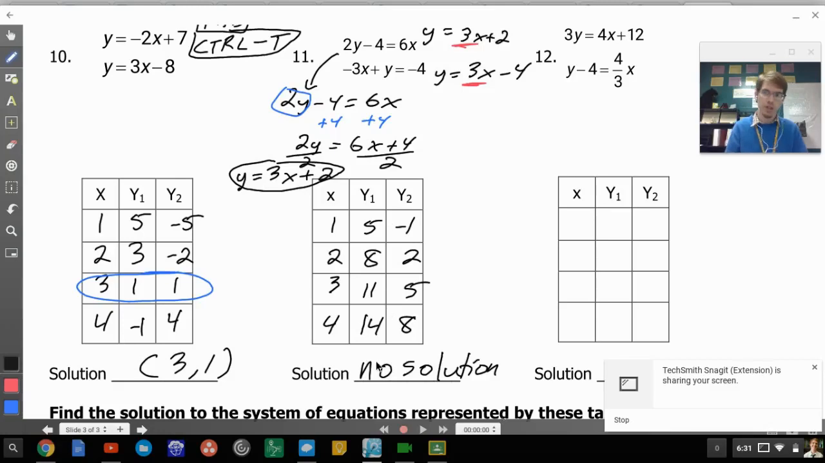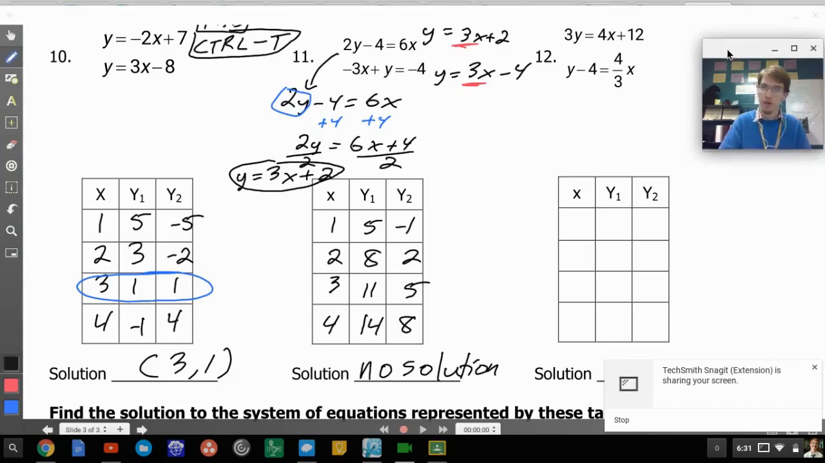Okay, so if you notice, there is no place where these y values are the same. Now I could go looking and I could scroll up, scroll down, and I shouldn't ever find a point where these two are the same. All right. Let's see if we can do this for number 12.